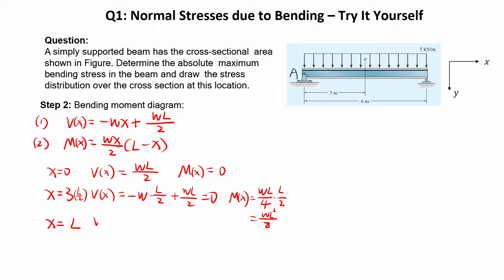And you can try x equal to L. Vx will equal minus wL, and Mx will equal 0 again. So the moment is a quadratic function because x is squared, and the shear force is a linear function. With these three values, you can already plot the shear force.